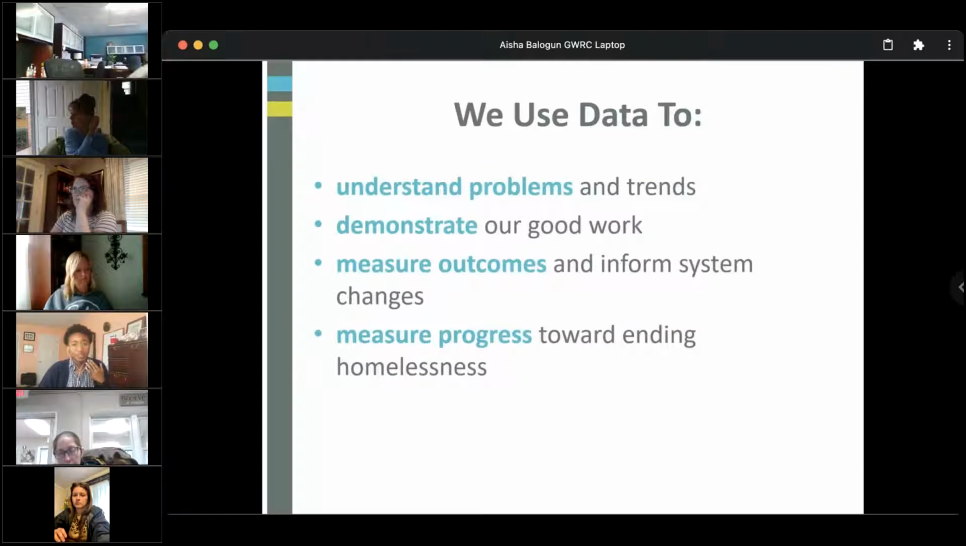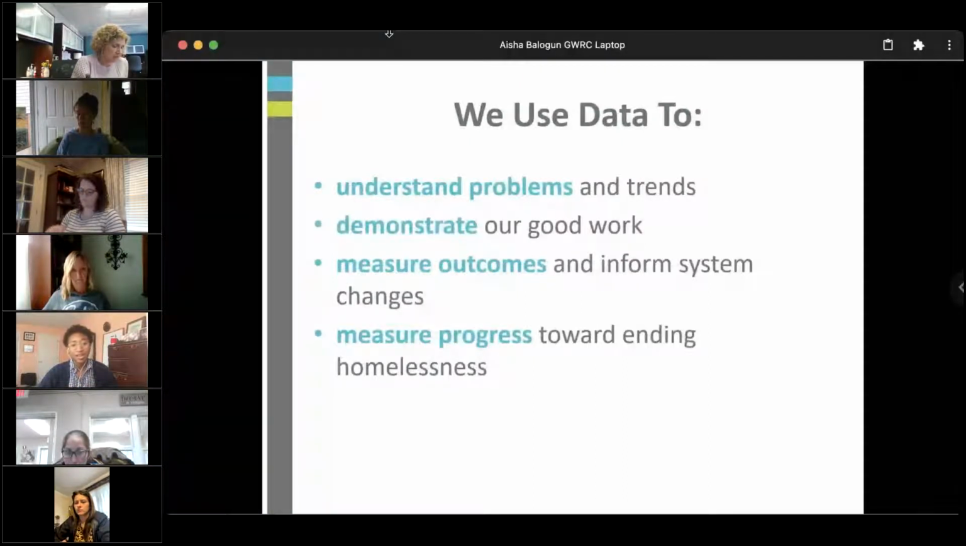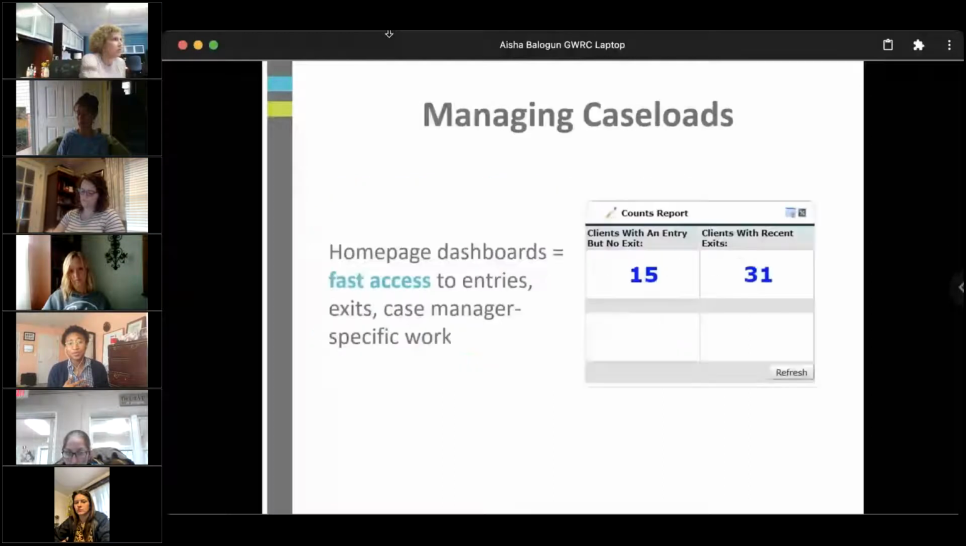So just to give a little more context on all the range of things that data is used for from HMIS, we're using it to understand problems and trends, using it to demonstrate our good work, again, to ourselves and to people who don't work in our community and don't have the context of the work that we're doing. We're also using it to measure outcomes and inform system changes, and we're using it to measure progress towards ending homelessness.